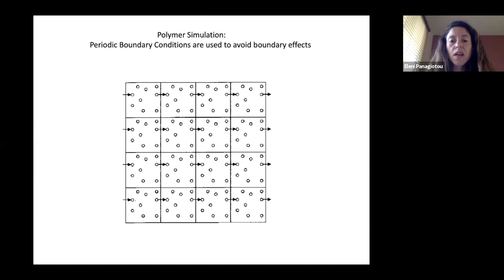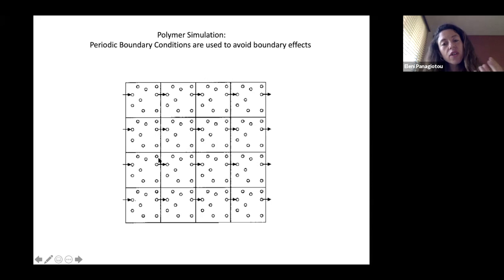That means whenever a monomer exits a phase, so this is a cubic box, basically, and this is a cartoon representation of that. I've been using some pictures from a famous textbook by Rubinstein and Colby. When a monomer exits from one phase, it re-enters from the opposite one. And when you apply certain forces to atoms, this atom here might feel the force from an atom that is a translation of this atom from another box.